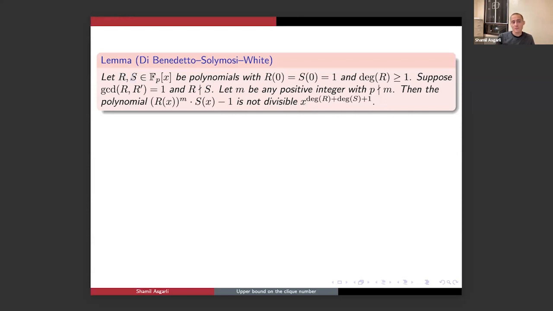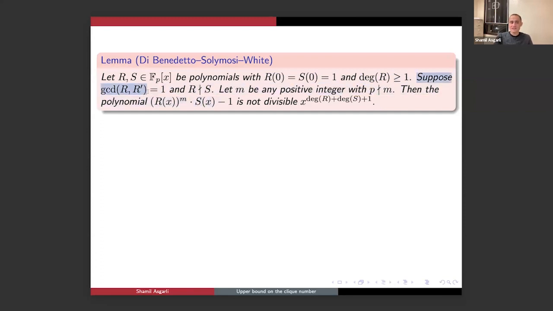They're both polynomials in one variable x with coefficients in the finite field F_p, where p is prime. And there are some conditions that they satisfy. The first condition is that they have constant term 1. So R(0) and S(0) are 1. And the degree of R is at least 1. So we don't want R to be constant. R is at least a linear polynomial.